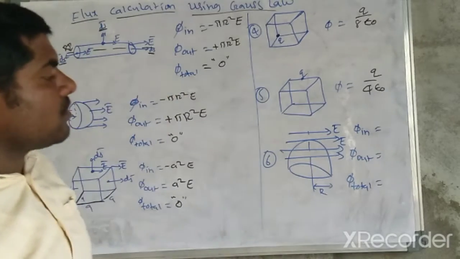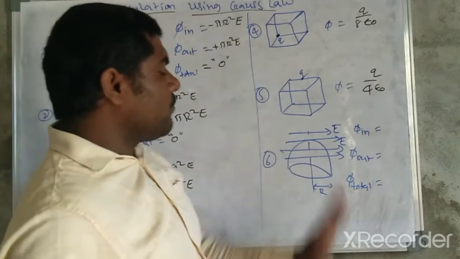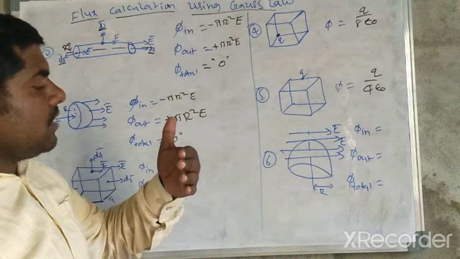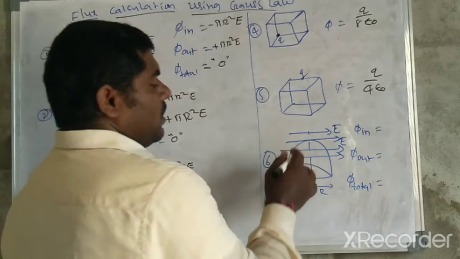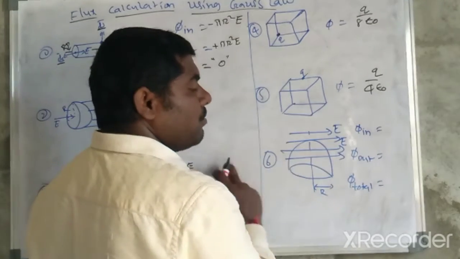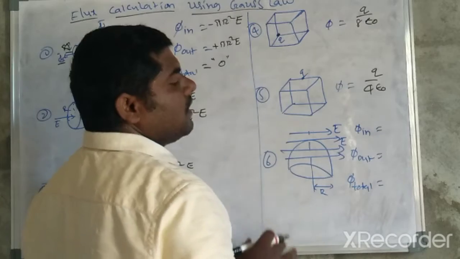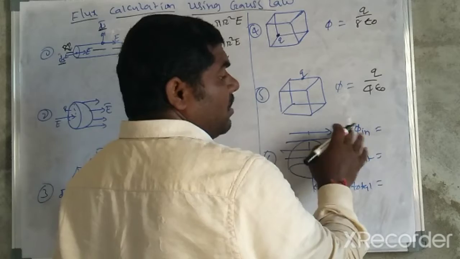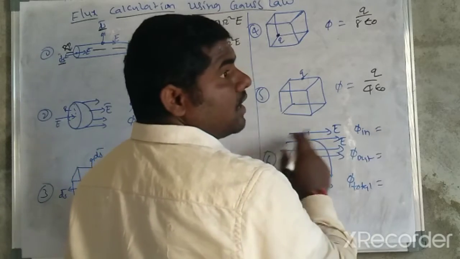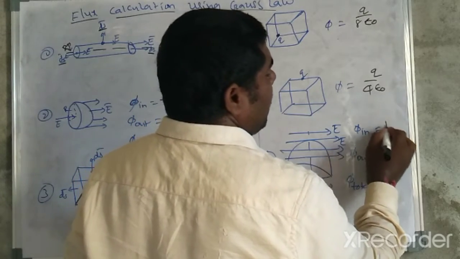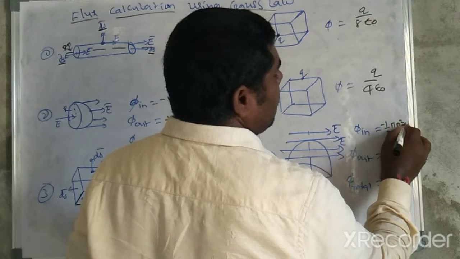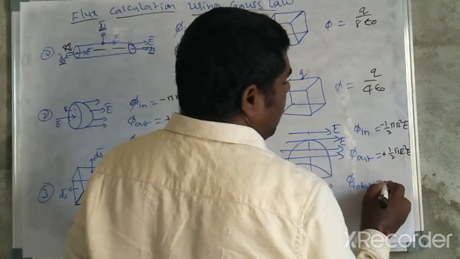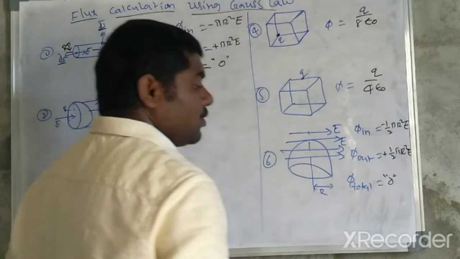Here is one more example, a uniform electric field. A hemisphere is placed like this, as you may observe in the diagram. The flux into the hemisphere is minus 1 by 2 pi r square E, plus 1 by 2 pi r square E for the flux coming out, and the total is 0.